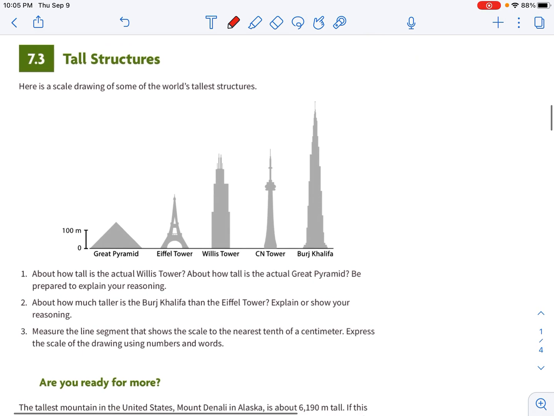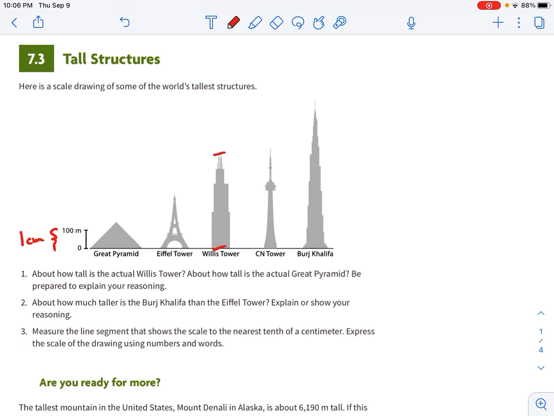All right, 7.3. Once again, you're given a scale. This time the scale's right here. You have to measure and see what that correlates to in actual dimensions. When you do this, this length becomes 1 centimeter. So our scale is telling us that every 1 centimeter is equal to 100 meters. Now we take our ruler, we measure each height of these and answer the questions below.